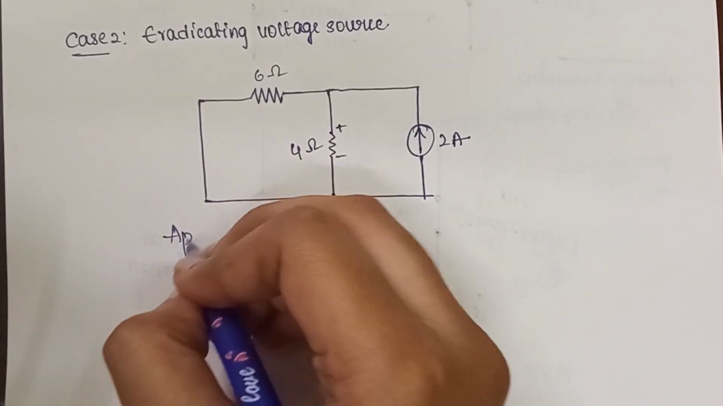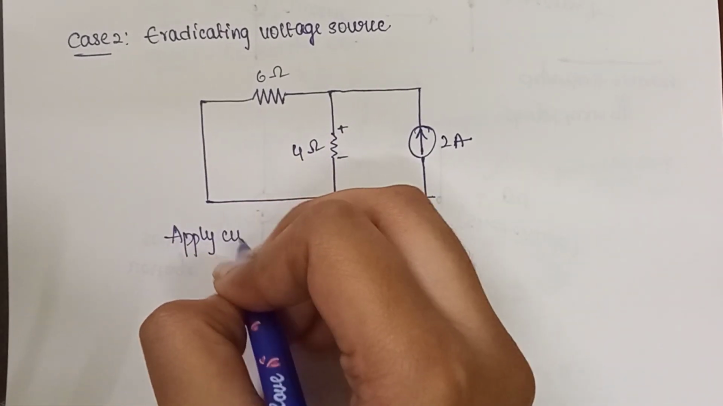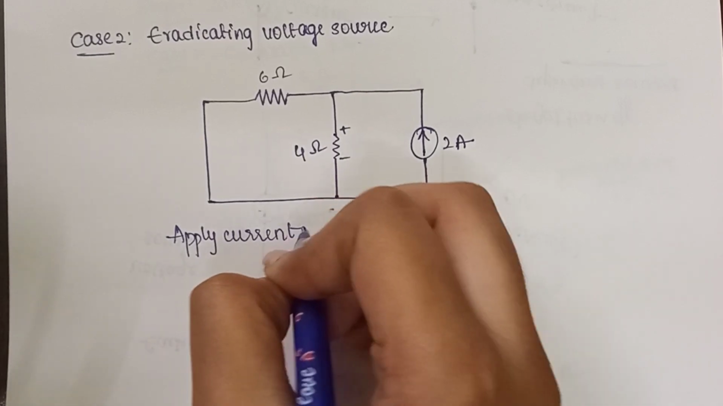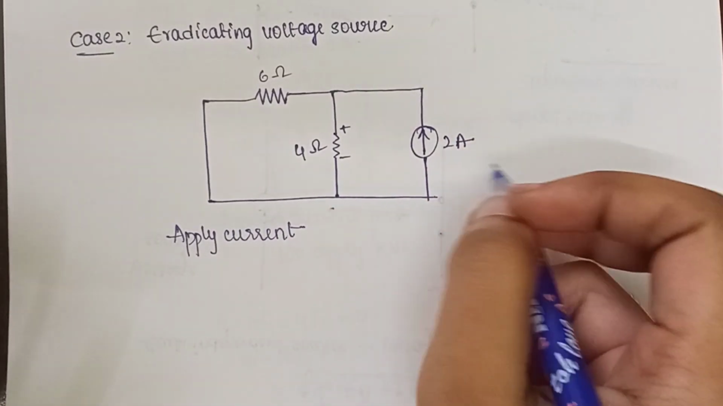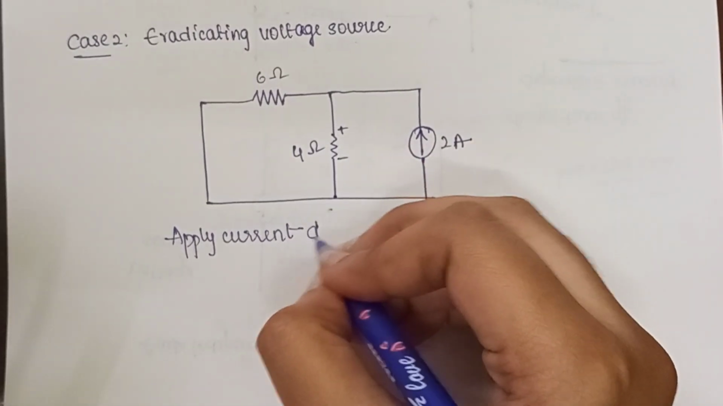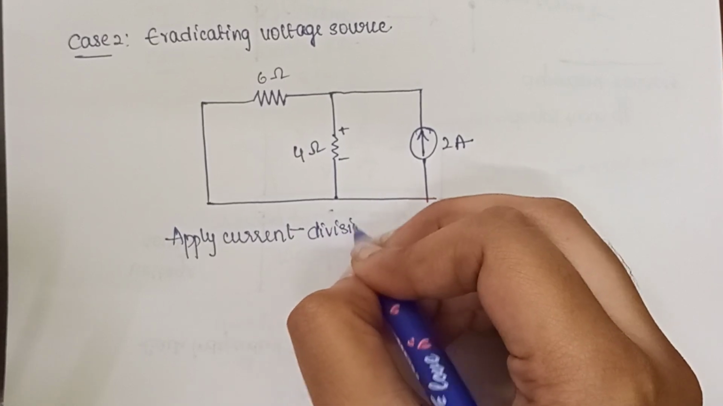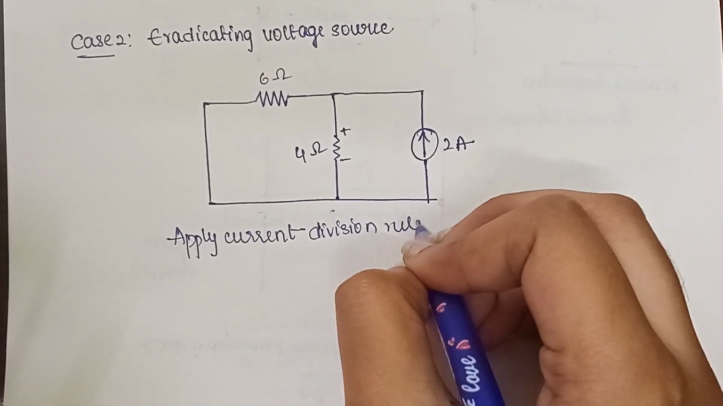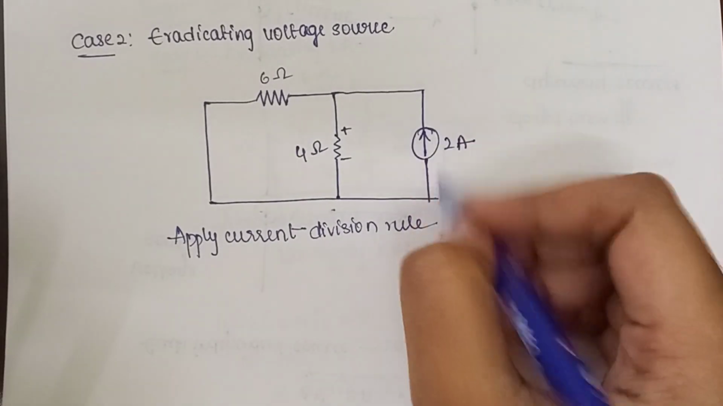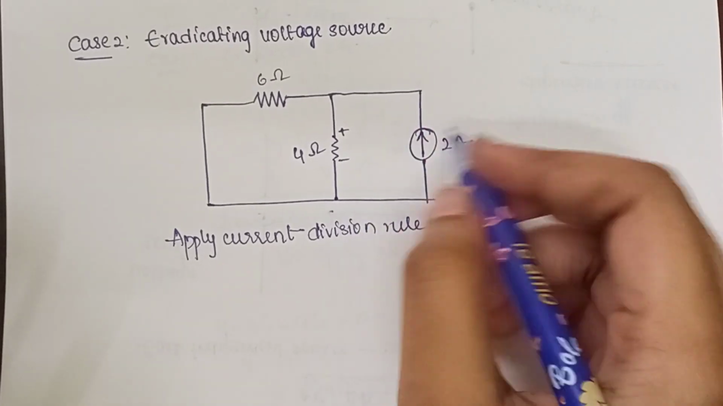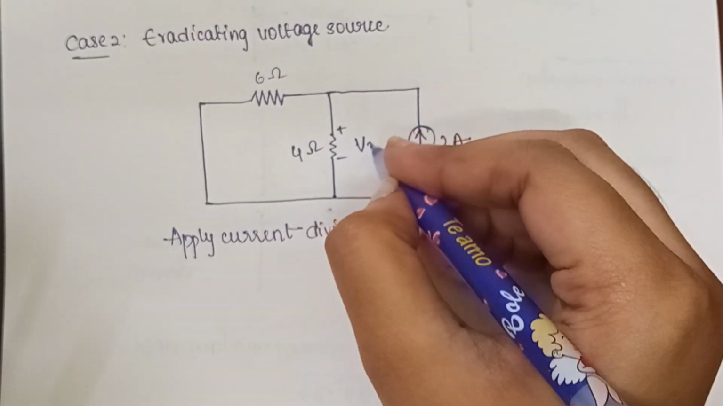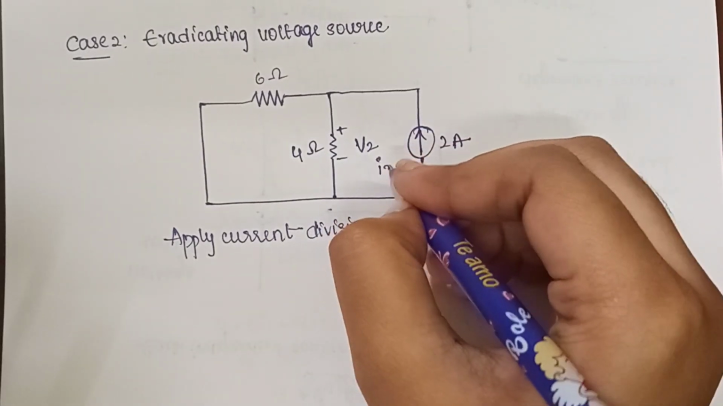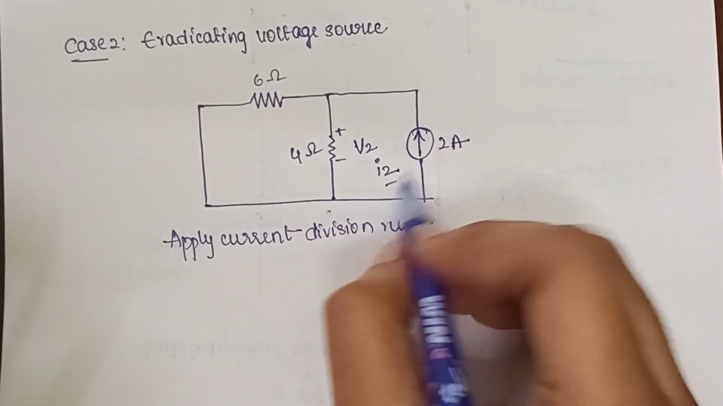Now what will we do? We'll apply the current division rule in this case. If it is a voltage case, then we'll apply KVL. If it is a current case, then we apply the current division rule. How will you apply this rule? See, what is the current entering into this circuit? Before knowing that, let the voltage for this be V2 and the current be I2. Now we need to find out the current.